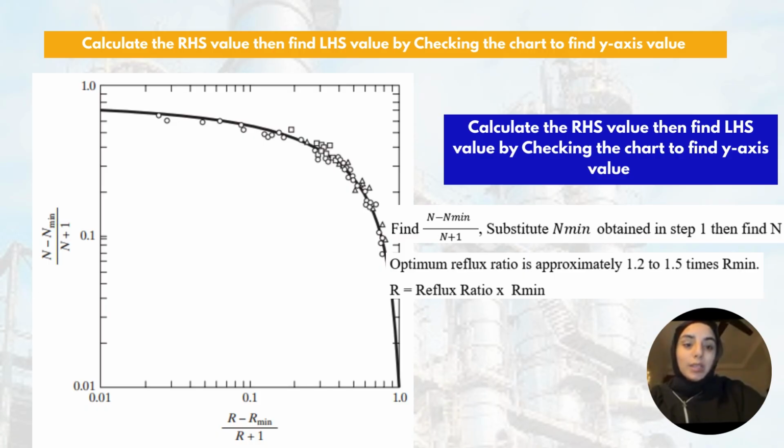Now we can solve the equation. We can find the right hand side by calculating the R value. Since we had already calculated R minimum, the optimum reflux ratio is approximately 1.2 to 1.5 times R minimum. By that we can find R, and after that we can obtain the right hand side. Once we got the right hand side of the equation, we can get the left hand side using this graph shown. After getting the left hand side, we already got the N minimum calculated, so we can substitute and solve for the actual number of stages.